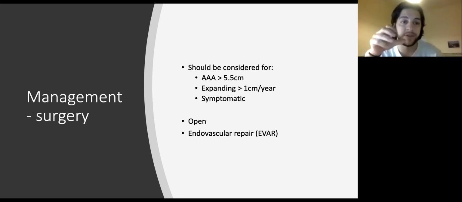Does anyone want to either pop in the chat or unmute themselves and have a guess why the prognosis is so much worse if it's an anterior rupture? Is it because there's more space for blood to pool?